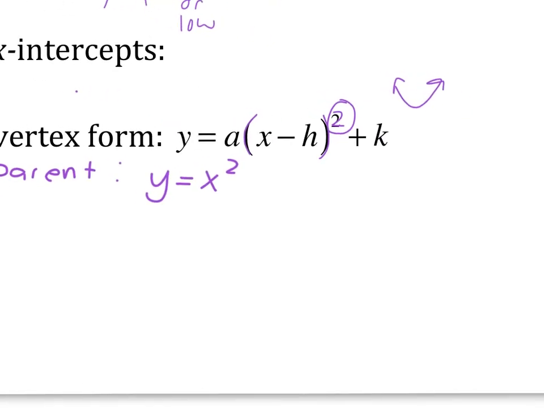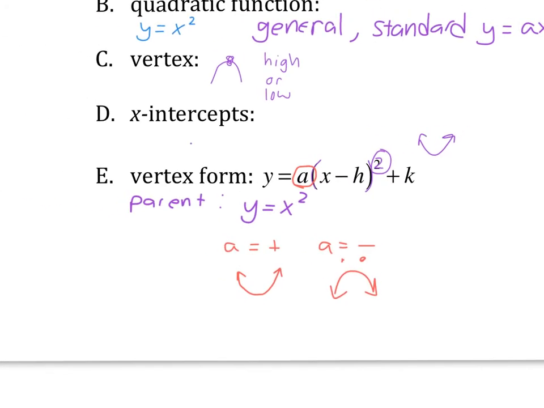Well, remember what A does. A tells me whether it's positive or negative. If A is positive, it opens up. If A is negative, it's a sad face. Oh, it's so sad. It opens downward, like an unsmiley face.